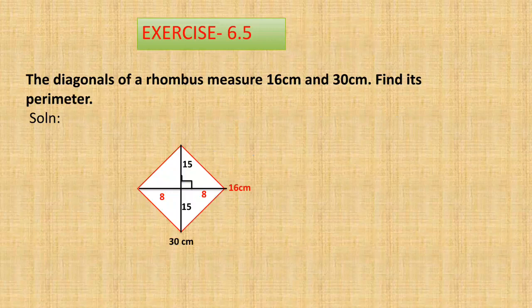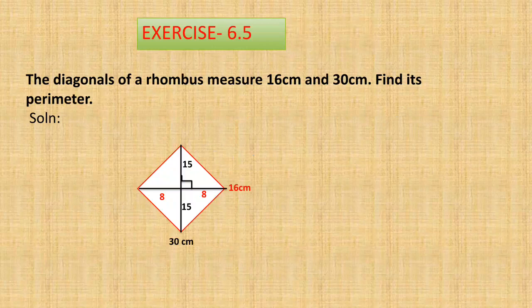First sum: the diagonals of a rhombus measure 16 cm and 30 cm. Find its perimeter. Here they have given the measurements of the diagonals. Already you have learned the word diagonals.